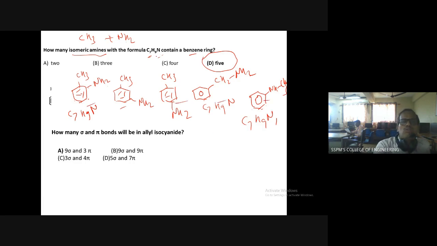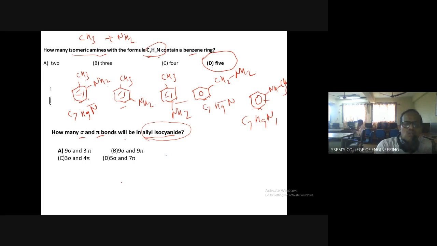Okay. So on the basis of molecular formula, we can predict the structures or structural isomers. Okay. So you have to be very careful while doing this. Now, how many sigma and pi bonds will be in allyl isocyanide? Okay. So you should be able to draw the structure of allyl isocyanide. If you draw this, then your marks are fixed.